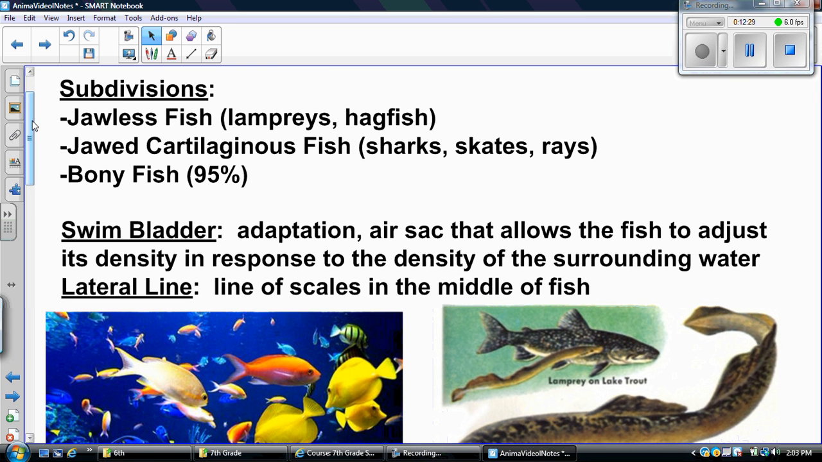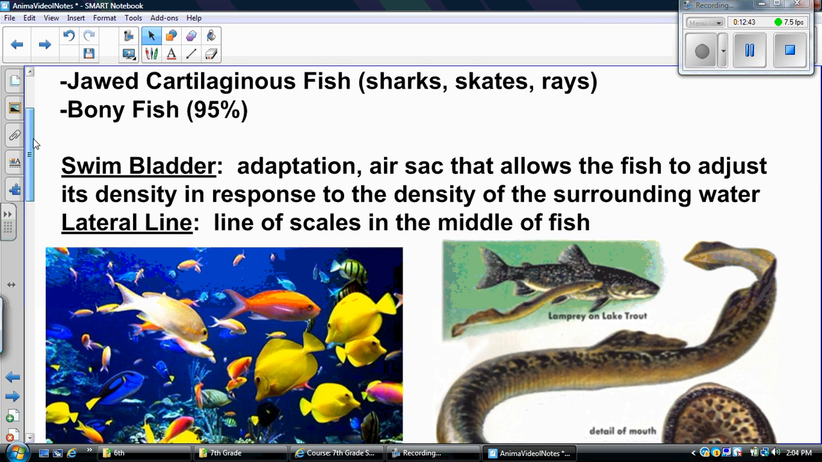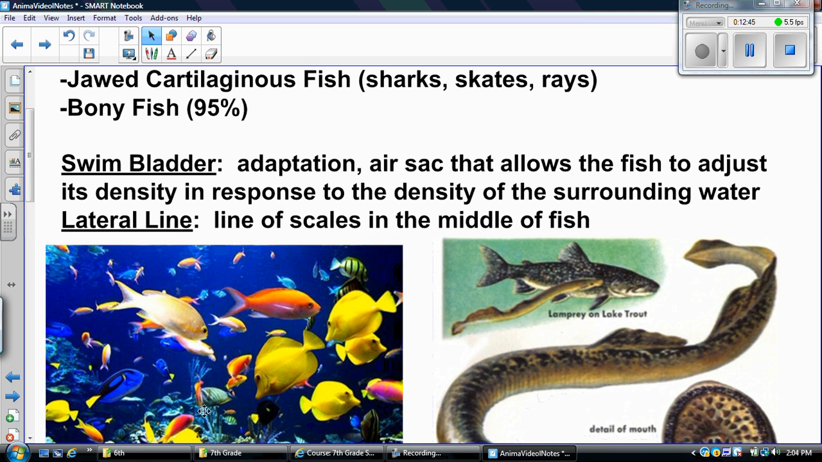It's an adaptation, an air sac that allows the fish to adjust its density in response to the density of the surrounding water, so they can adjust to the pressure. They sometimes have a lateral line, that's the line of scales in the middle of a fish. So there's most of our bony fish.